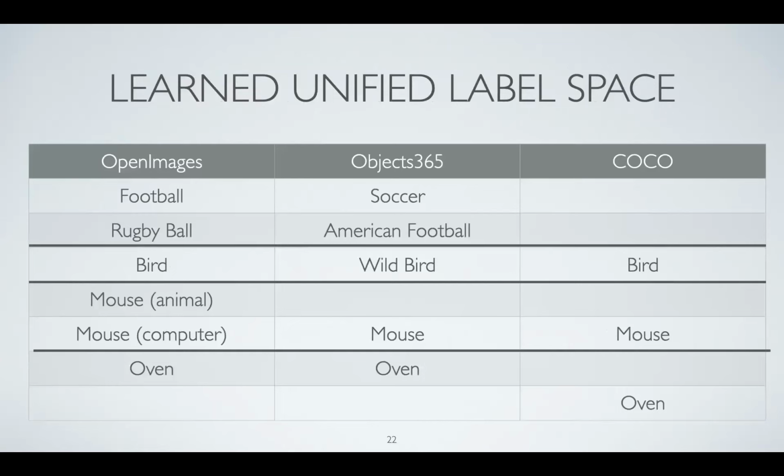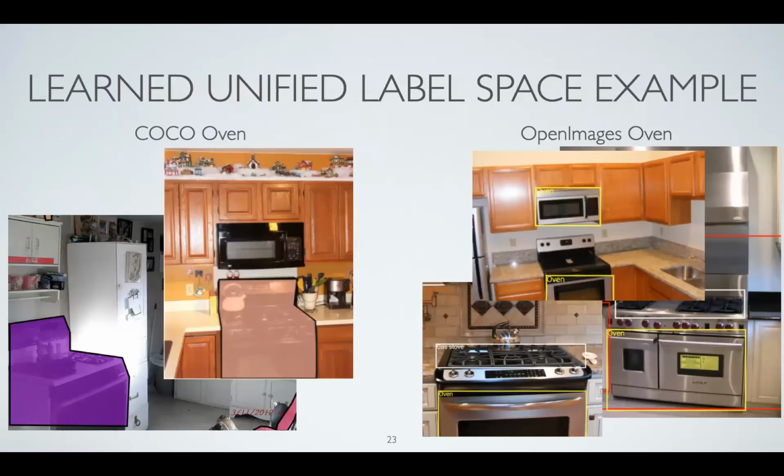So here is the unified label space we got. It successfully found that football and soccer are the same concept and merged rugby ball and American football. And it also fixed the ambiguous definition of bird and figured out what is an animal mouse and the computer mouse. Interestingly, our algorithm split cocoa oven as an individual category instead of merging it with other ovens. We checked the images in the dataset and figured out why.